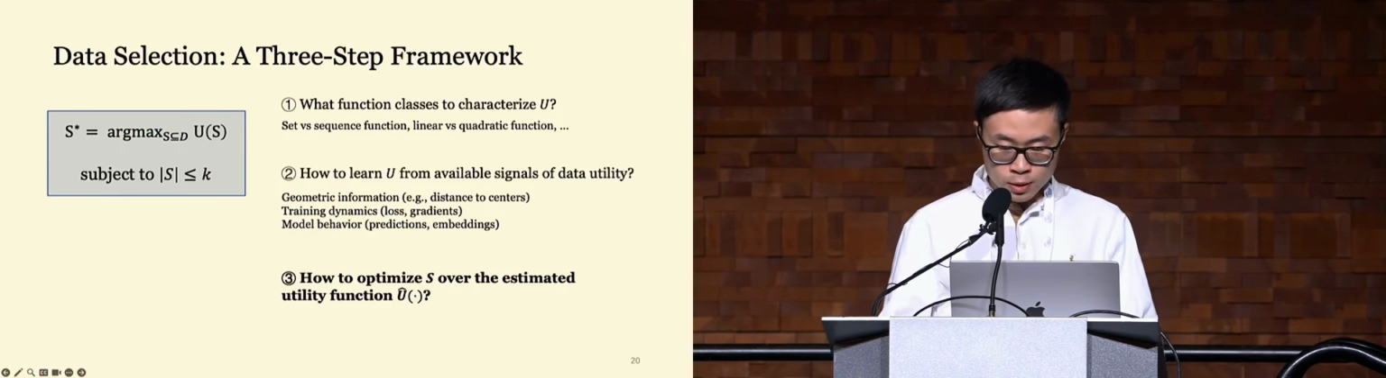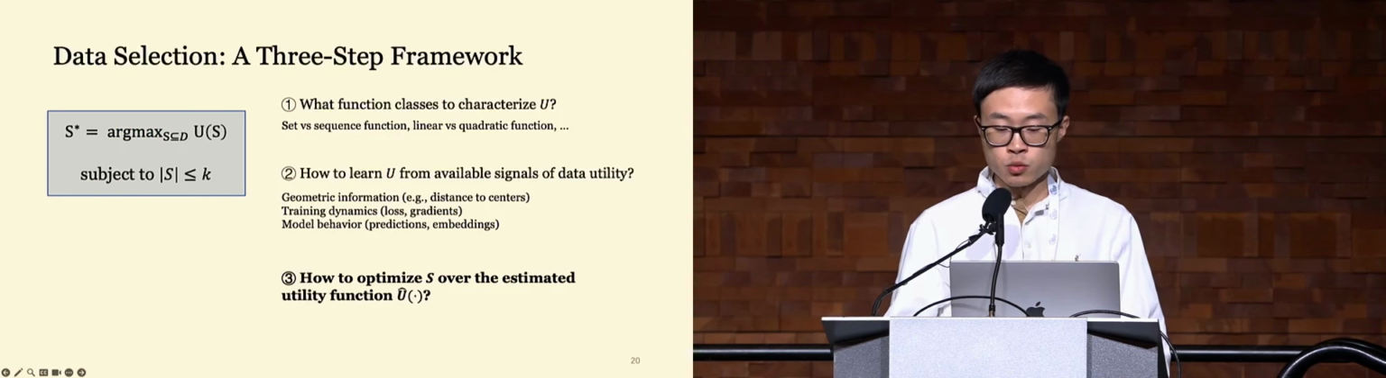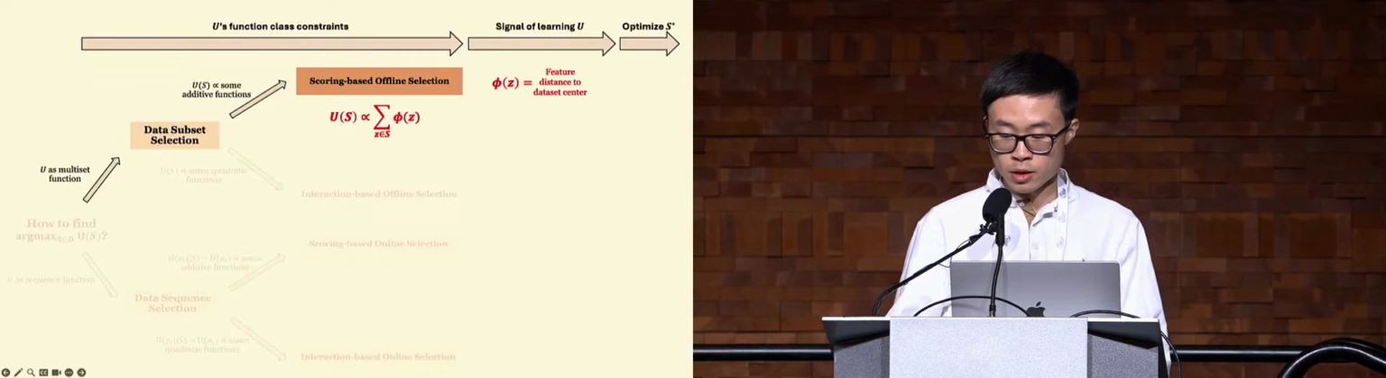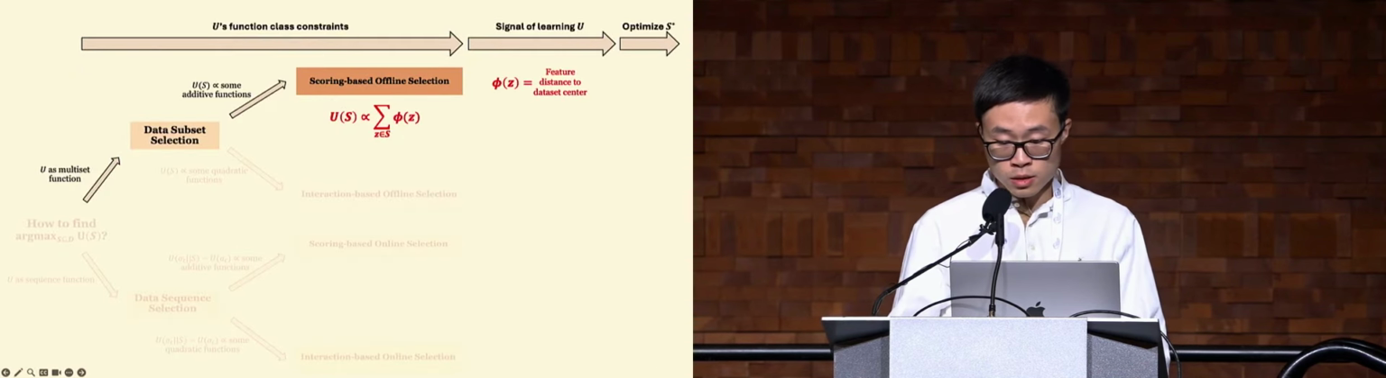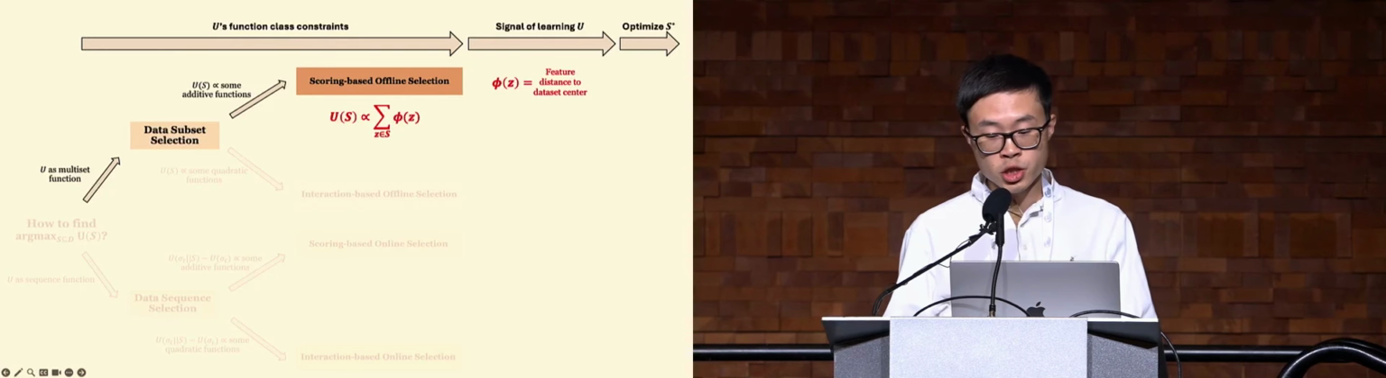For example, the scoring-based data selection literature uses different types of the information we discussed in the second part of the tutorial by Ruoxi, such as the distance to the cluster center, the forgetting score, and the gradient norm to estimate the importance score for each data point.